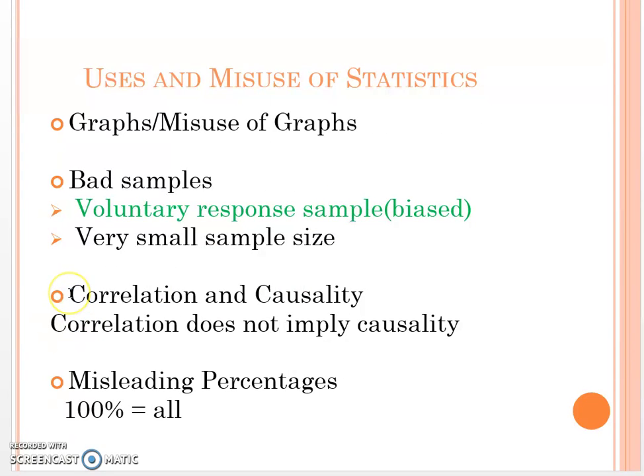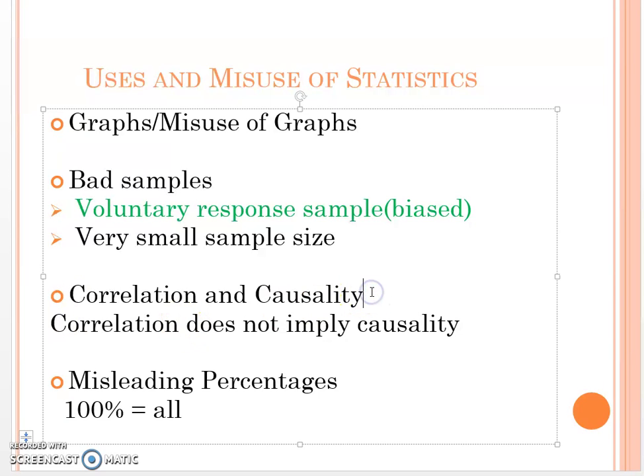The next thing we want to talk about is correlation and causality. Correlation means A and B are correlated, they are related. While causality means A causes B or B causes A. Okay, so correlation is sort of two-way.